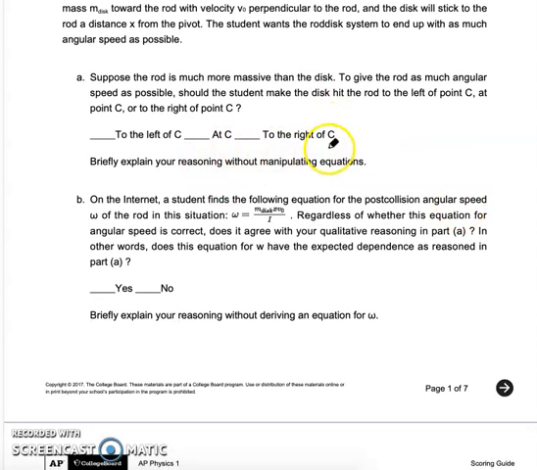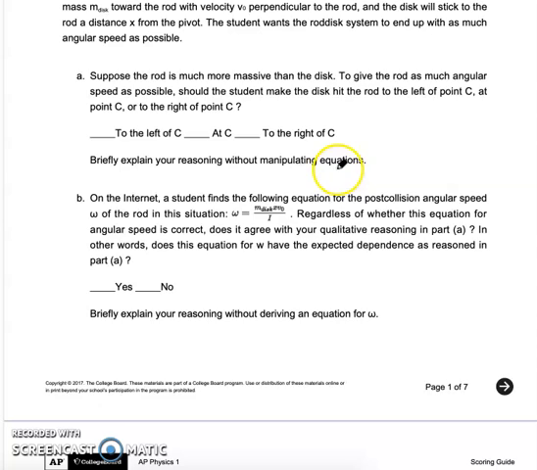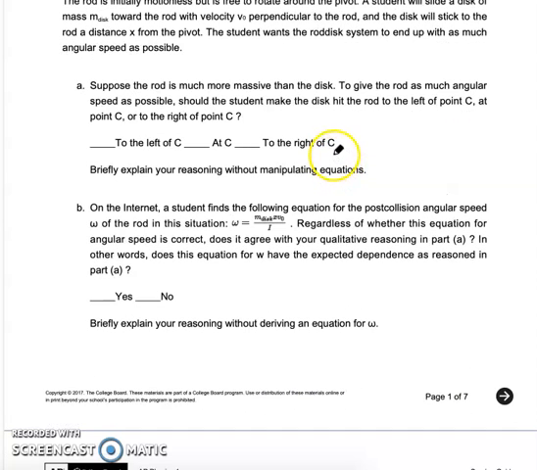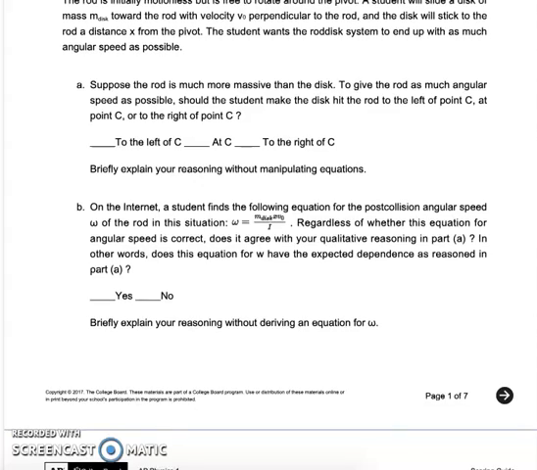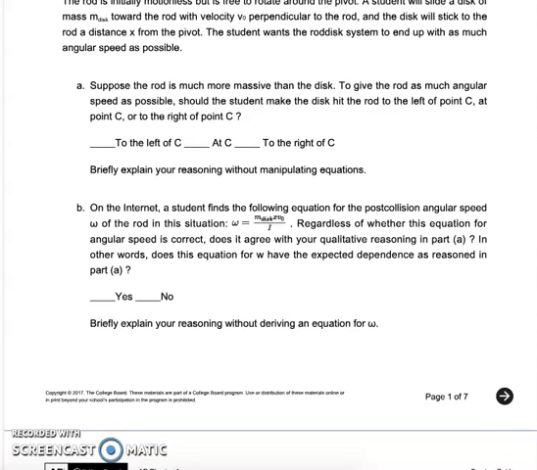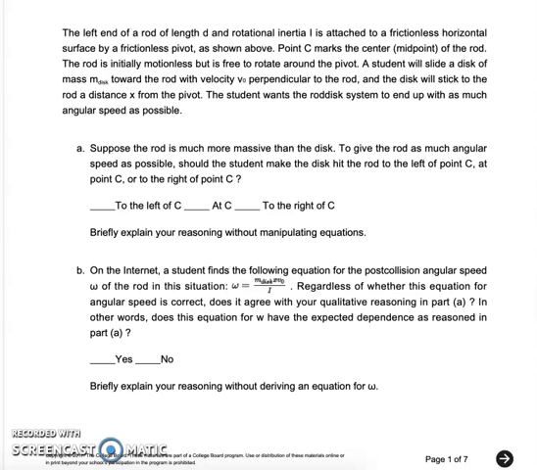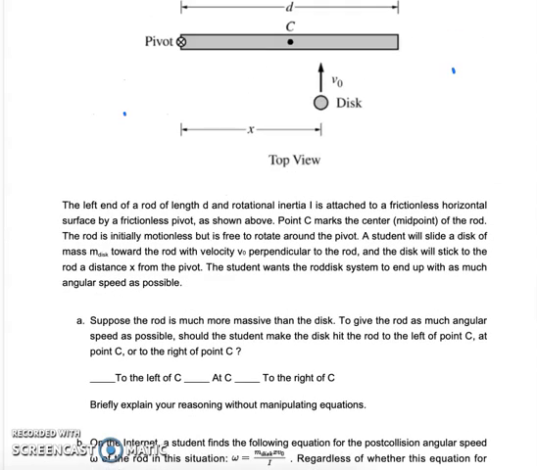Okay, the first question is, where would we want to hit it relative to C, if we wanted to have as high an angular speed as possible? And then explain your reasoning for that. All right, so if I could scroll up to that. Basically, we want to hit furthest away from C as possible. All right, there's a number of ways you could do that.